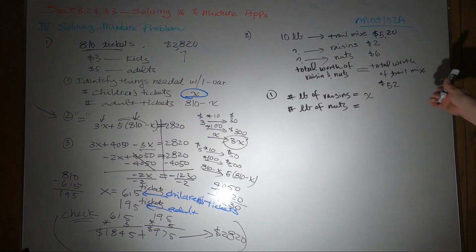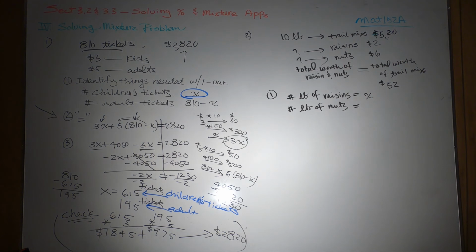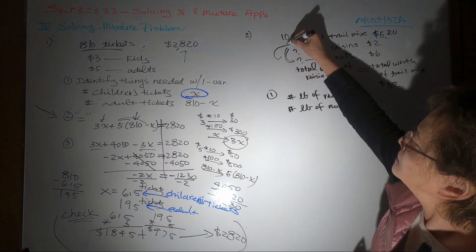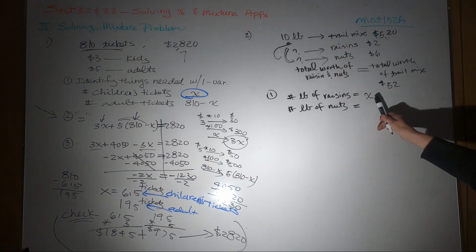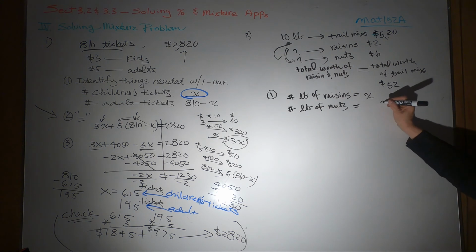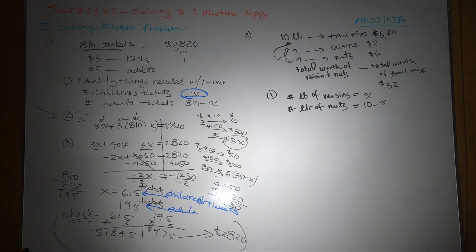We have to use the information we have to get some kind of X for nuts. But you do know their total together should be what? 10 pounds. Is that right? So if raisins is X pounds, then the remaining should be nuts. Total adds up to 10, right? So if you take X pounds away from the 10, that would be the nuts. When you add them together, it's total 10 pounds, right?